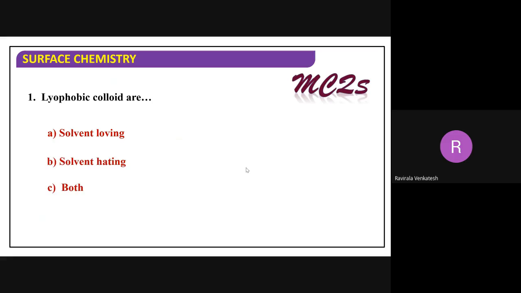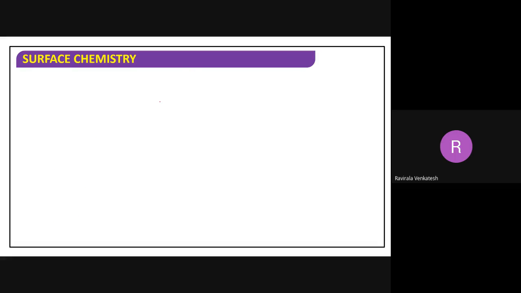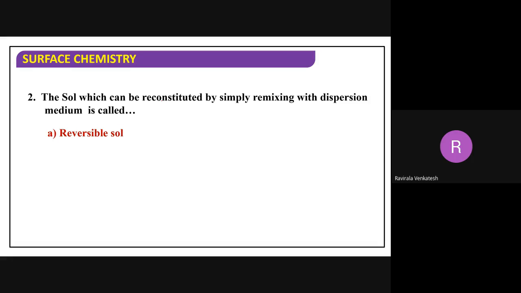Lyophobic colloids, what type of colloids are they? Solvent loving colloids, isn't it lyophilic? Lyophilic will be solvent loving. Lyophobic will be solvent hating. So it is lyophobic, solvent hating. If it is lyophilic, then it will be solvent loving. The sol which can be reconstituted by simple remixing with the dispersion medium is definitely called a reversible sol.